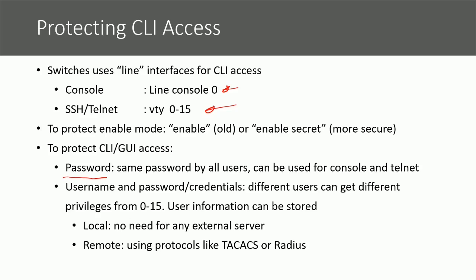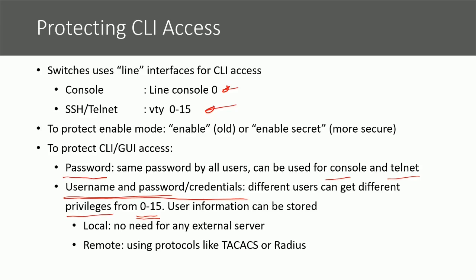The other thing is that a password can be used for console and telnet, but not for SSH. If you are looking for a more secure way to protect CLI access from console, SSH, or telnet, you should consider username and password, or credentials, which means each user connecting to the switch should have their own username and password, and based on these credentials, each user will get different privilege. Cisco switches have different privileges that range from 0 to 15.